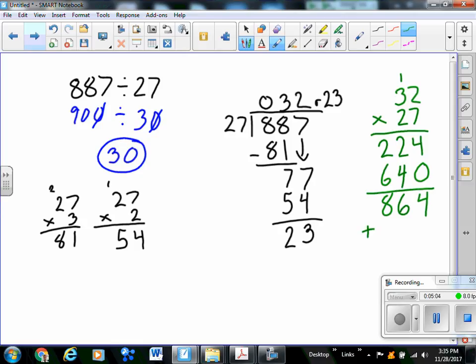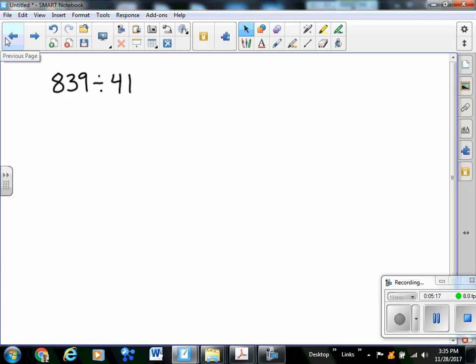Then we're adding on 23, 7, 8, 8. It matches our dividend. We are good for that one. And we have one more to practice today, which is 839 divided by 41.